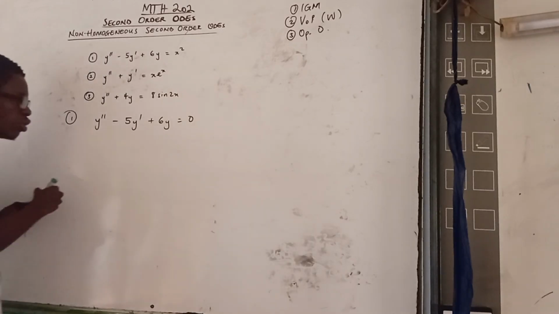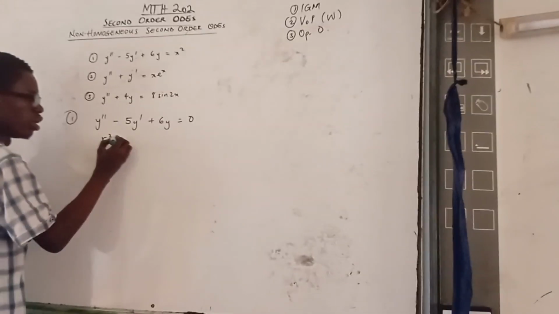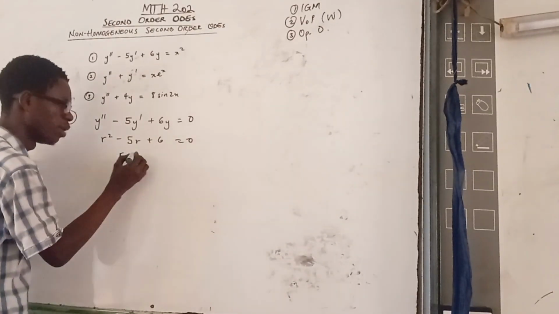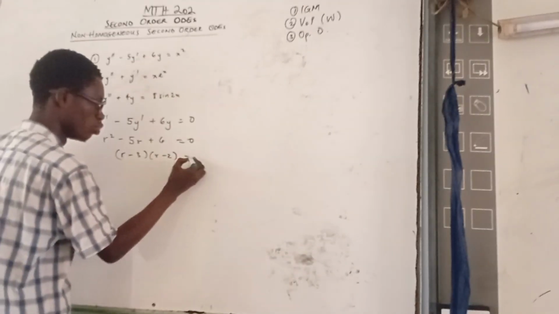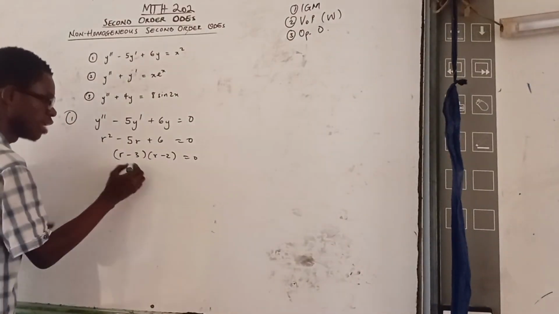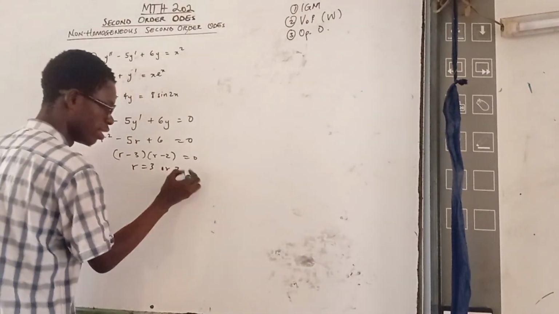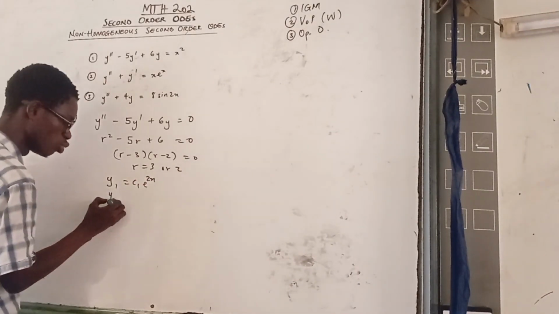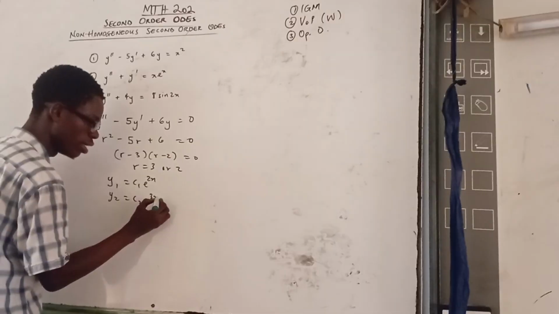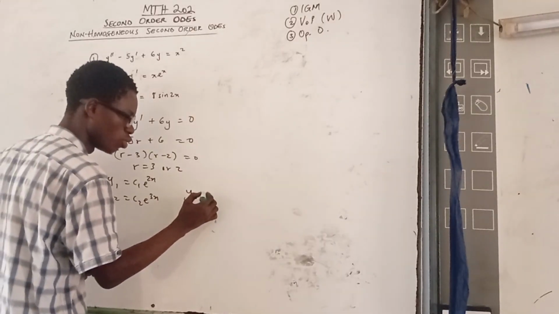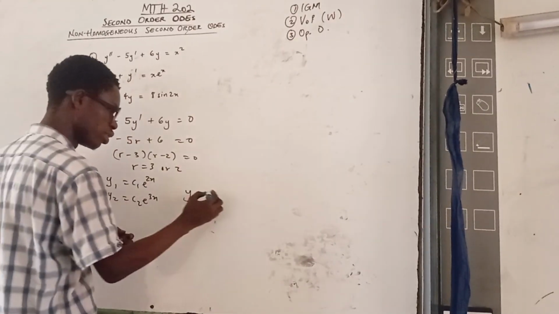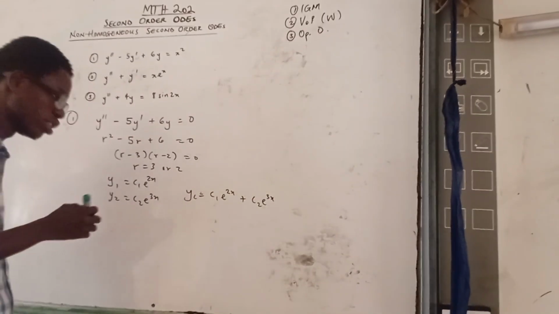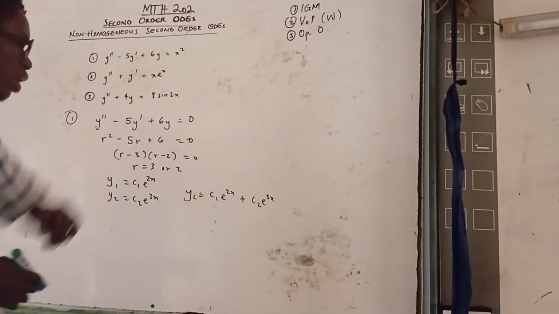Now solving this, we are going to have r squared minus 5r plus 6 equals 0. I think minus 3, minus 2. That's r minus 3, r minus 2 equals 0. So it means r equals 3 or 2. I can take this as my y1: y1 equals c1 e raised to power 2x, and y2 equals c2 e raised to power 3x. So my complementary solution yc equals c1 e raised to power 2x plus c2 e raised to power 3x. This is the complementary solution for this ODE 1.